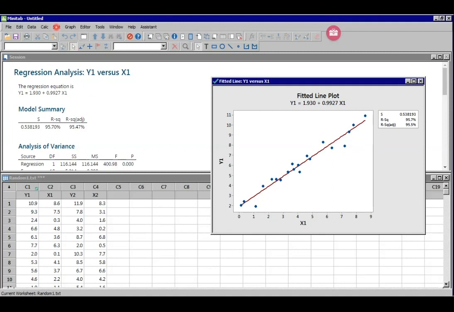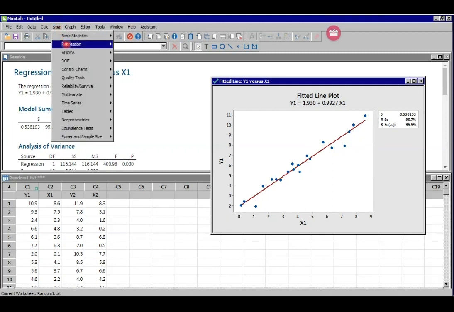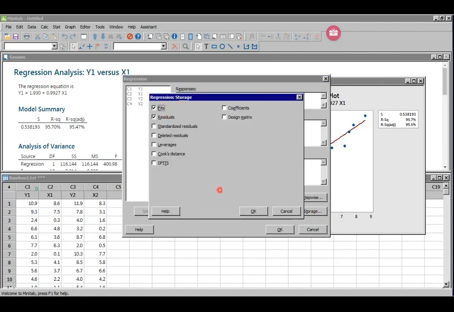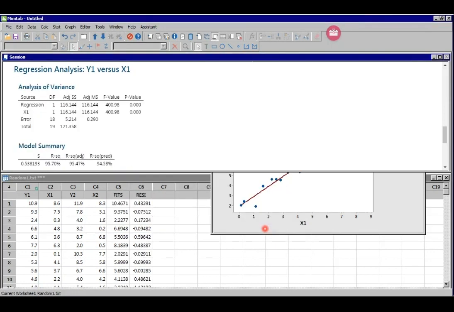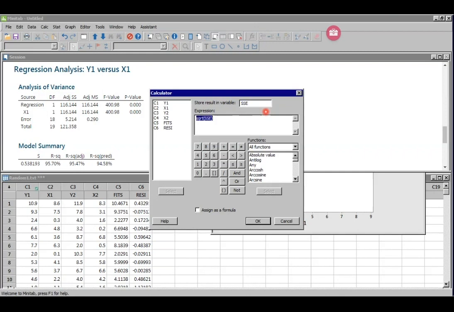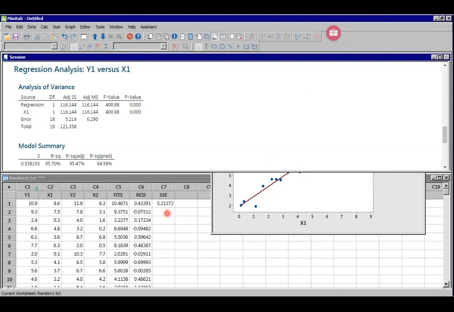So if I fit the regression model, and then click the storage button, I'm going to store the fits and the residuals. Here's the fits, the y-hats, and here's the residuals. We can see there's the 10.5 we talked about earlier, and there's the 0.4. Now I'm going to calculate the sum of squared errors, the sum of residuals squared. There's the sum of squared errors, 5.21372. It's also given up here in the analysis of variance table, in the sum of squares column and the error row, 5.214.